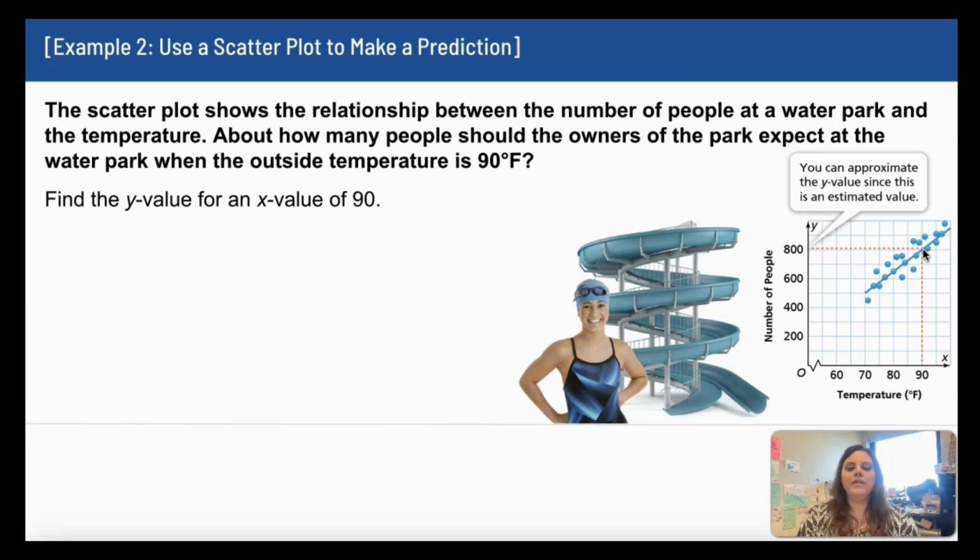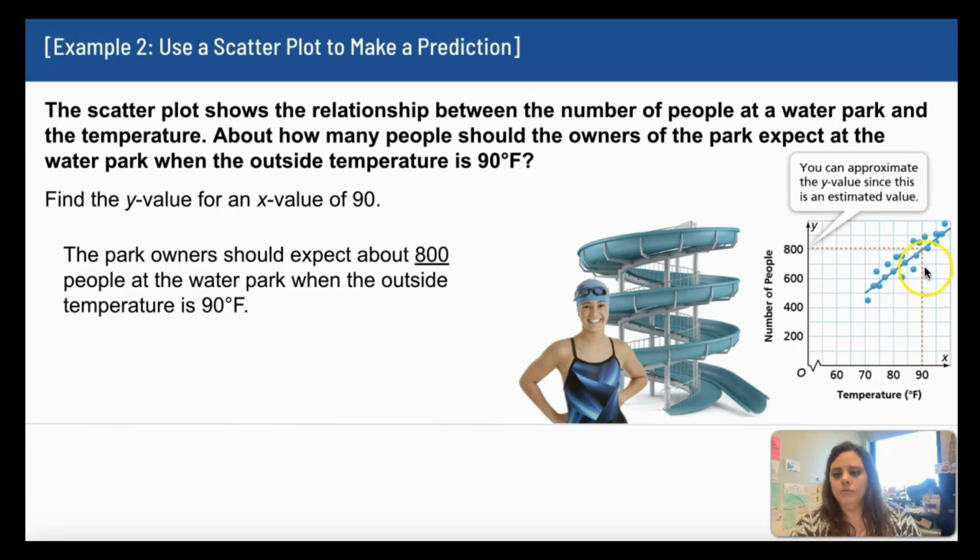Here we can find the y value for an x value of 90, since the temperature is our x value and the number of people is our y value. We simply have to look that when we go up to that trend line at 90, even though we don't have any specific 90-degree day data, we can hit that trend line at 90 and go over to see that it lines up with right about 800. So the park owner should expect about 800 people at the water park when the outside temperature is 90 degrees Fahrenheit. So now they can make accurate and safe staffing decisions based on the temperature.